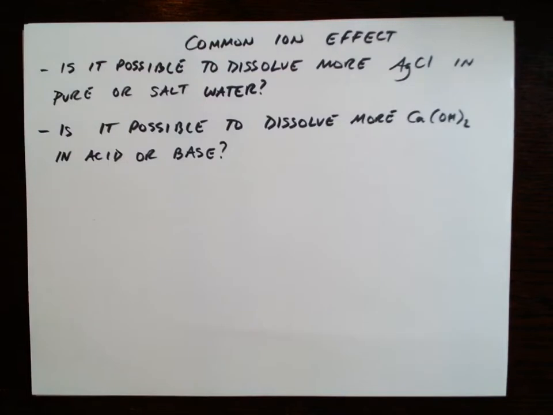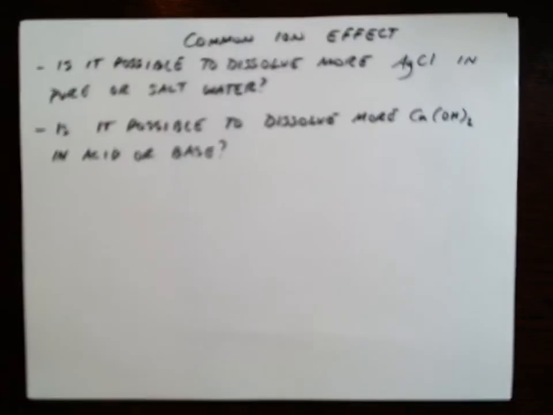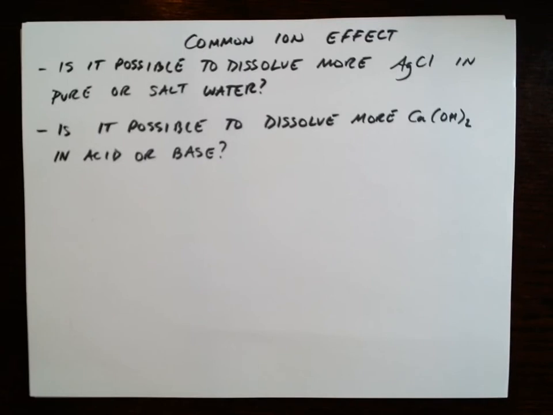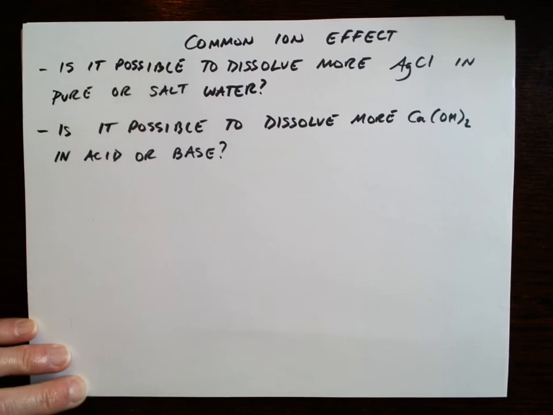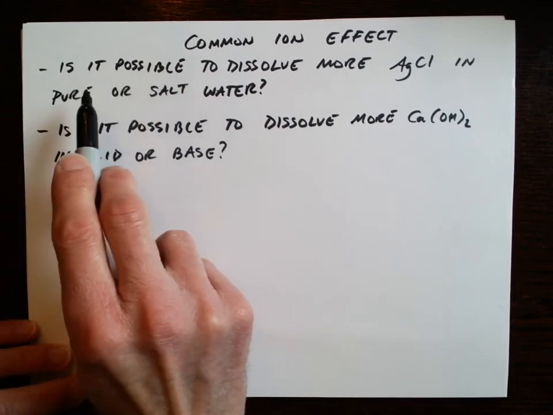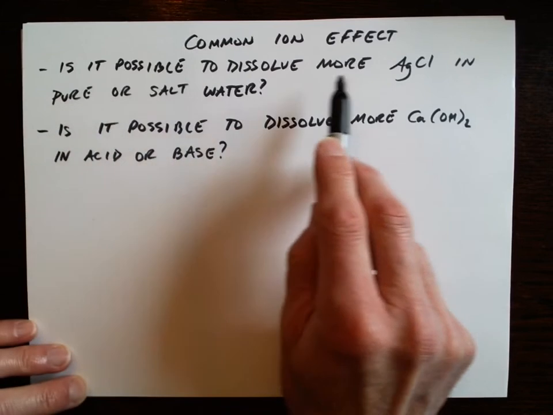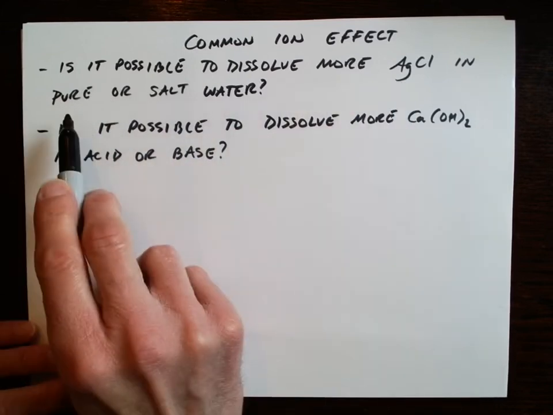All right, I'm on the PowerPoint from Chapter 18B, on slide number 4. This particular slide goes over the common ion effect. So it's asking, is it possible to dissolve more silver chloride in pure or salt water?